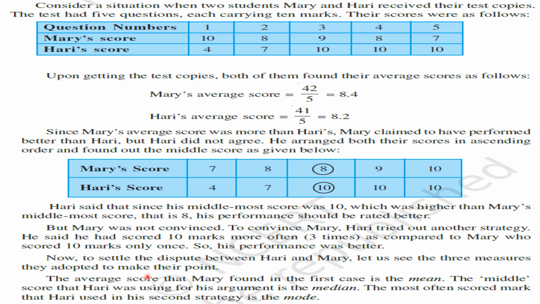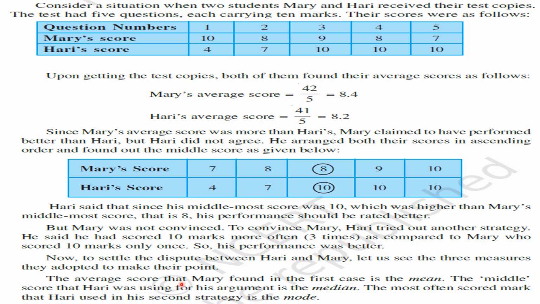Now, to settle the dispute between Hari and Mary, let us see the 3 measures they adopted to make their point. Here 3 measures were considered. The first one is the average score. The second one, after arranging the observations in ascending order, is the middle number. And the third one is the number of times a score is repeated most frequently.